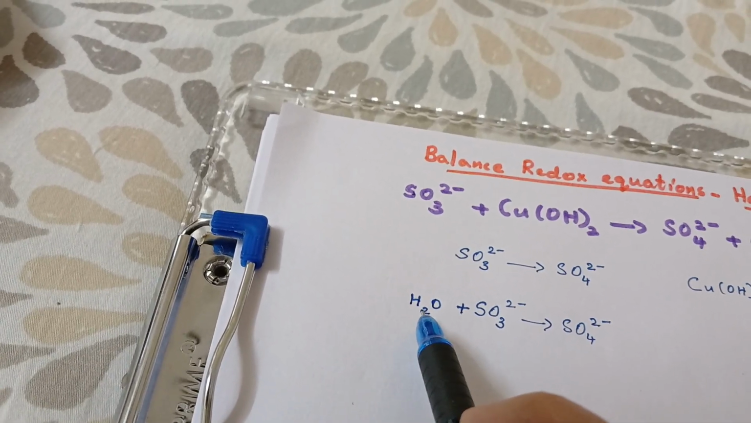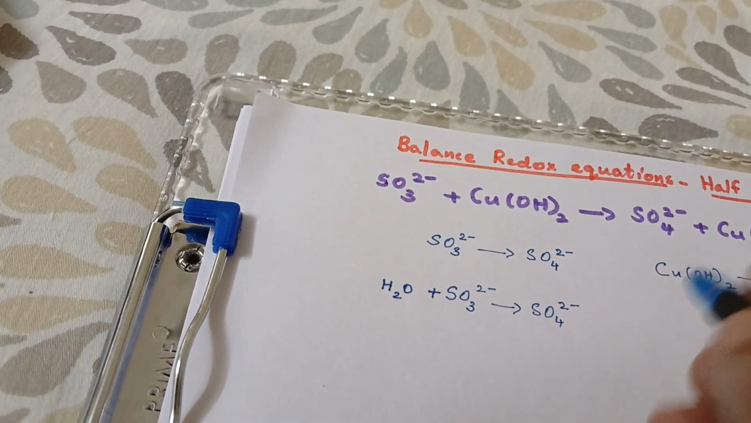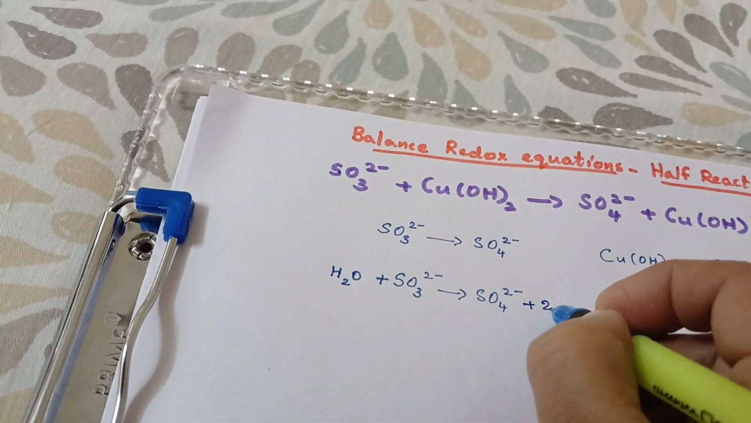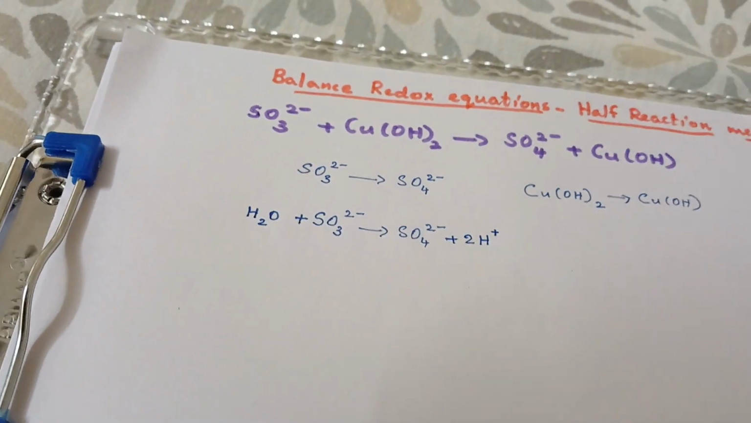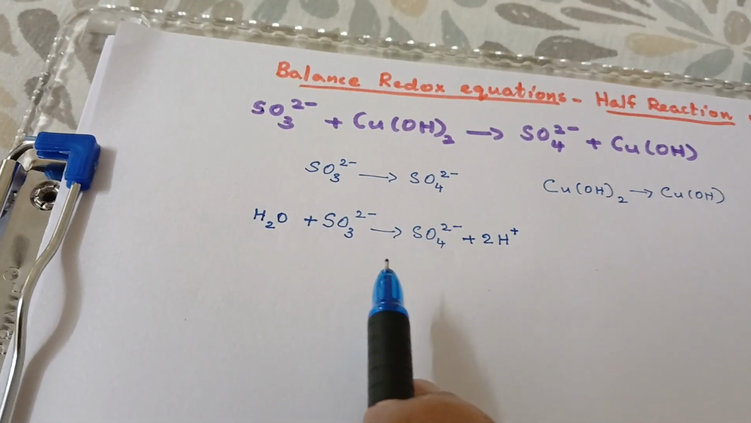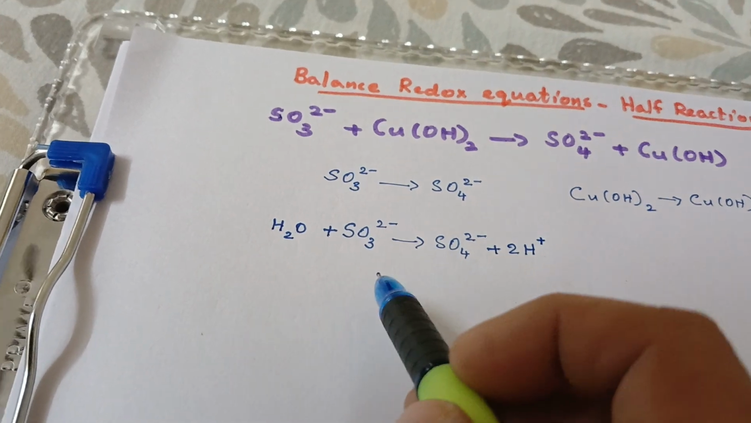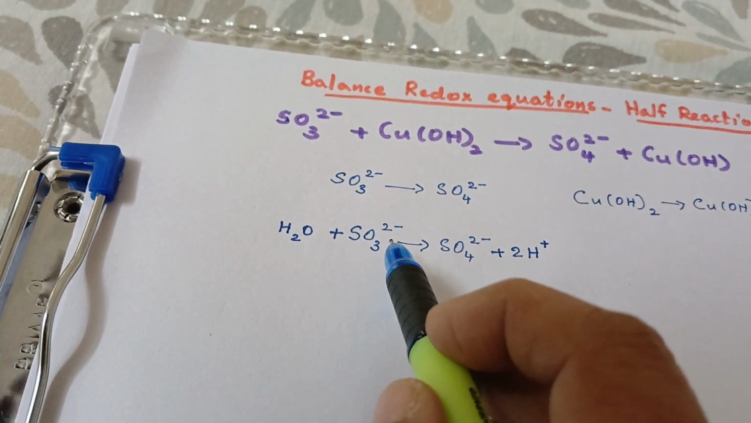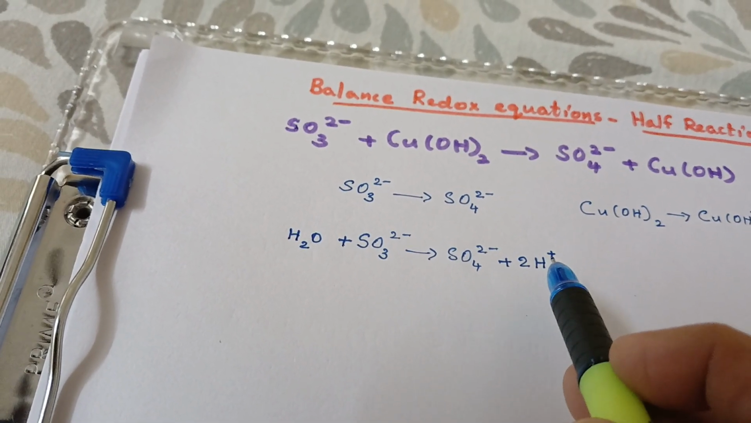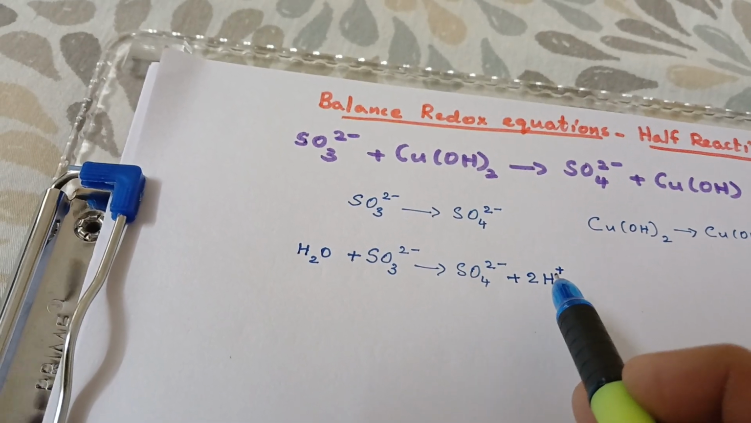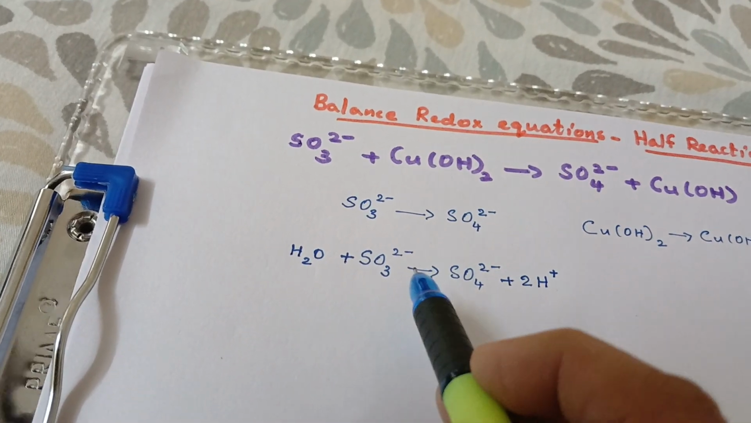But here we have 2 hydrogen atoms and on the right hand side there are no hydrogen atoms. So let us put the 2 H plus ions on the right hand side. Now all the atoms are balanced. Let us look at the charges. Left hand side we have -2 charge and on the right hand side we have this -2 and this +2 from the 2 H plus. So this together will give us 0 and here we have -2.